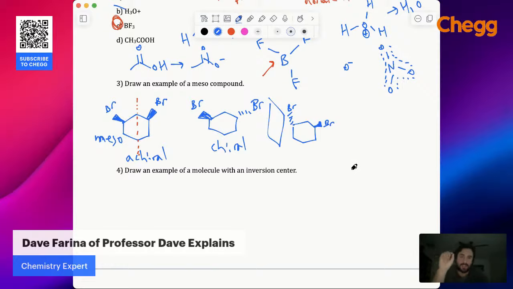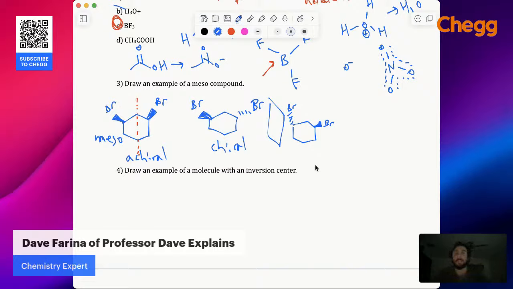If a molecule has n chiral centers, there are 2 to the n possible stereoisomers for that structural connectivity. And all of those stereoisomers may or may not be chiral, right? They could all be chiral, but some could be achiral if there's a plane of symmetry. And that is this right here. So this is an example of a meso compound.